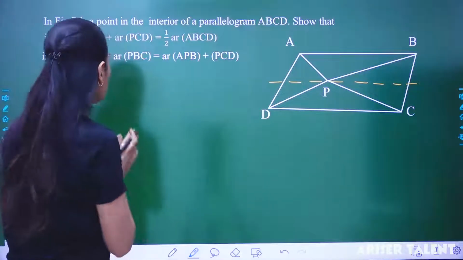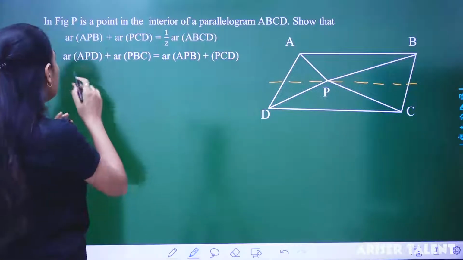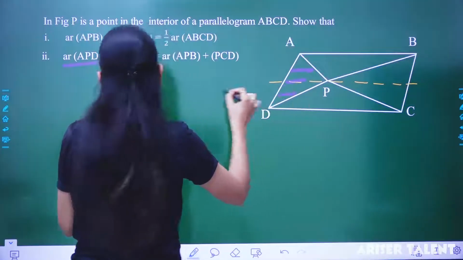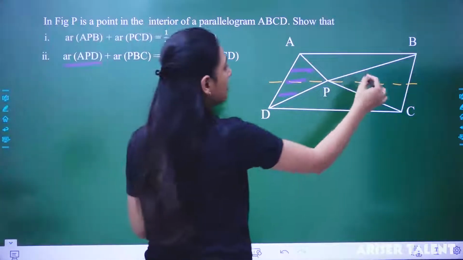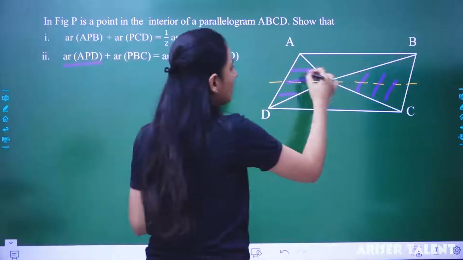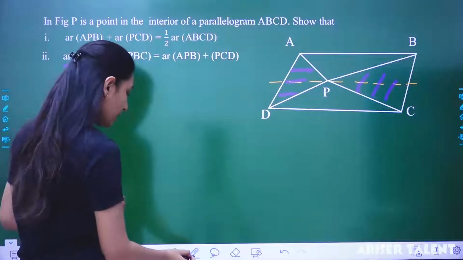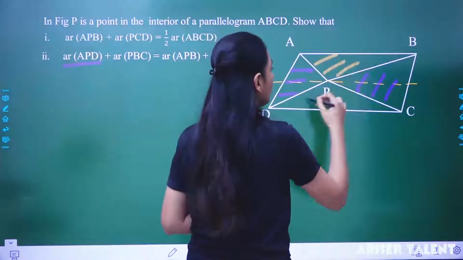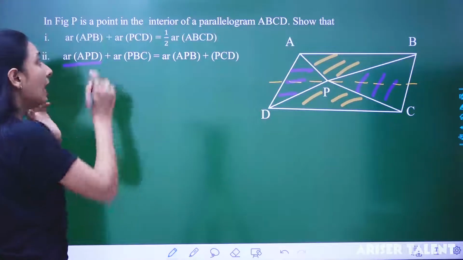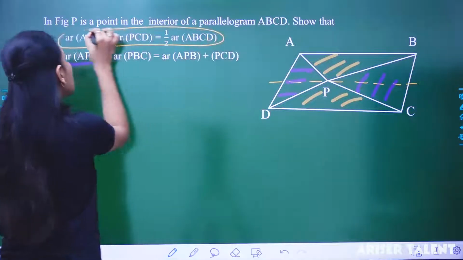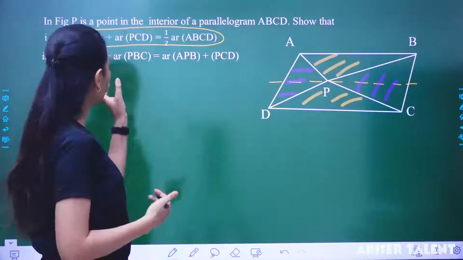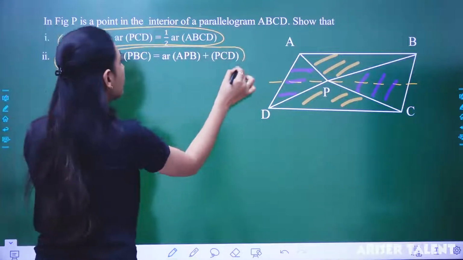We should first understand what it is trying to say: area APD plus area PBC equals area APB plus area PCD. The summation of these two areas is equal to the summation of these two areas, according to this. Okay, how will we prove that? We'll take help of this already proven thing, and we will conclude with the second part.